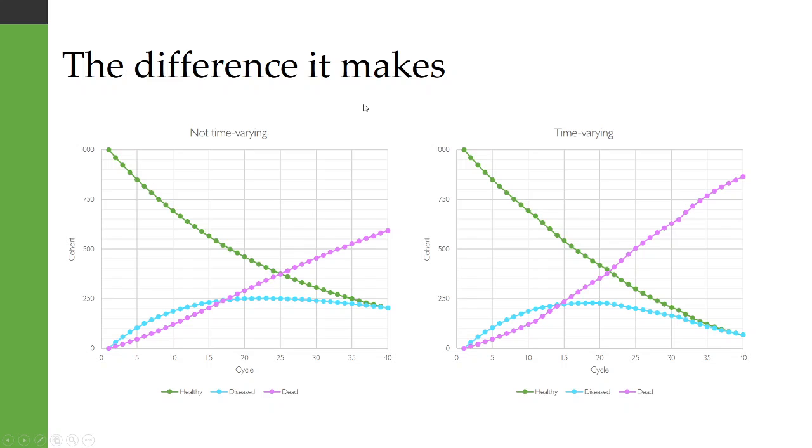It can make a bit of a difference. So this plot here is showing you the cohort membership over the course of the model. So on the left hand side, we're not varying these things according to time. And you'll see that by the time we hit 40 cycles, we've got about 600 people have died from this initial cohort size of 1,000. Whereas in the time-varying model, we've had much greater numbers dying. So we're up more like 850 have died.